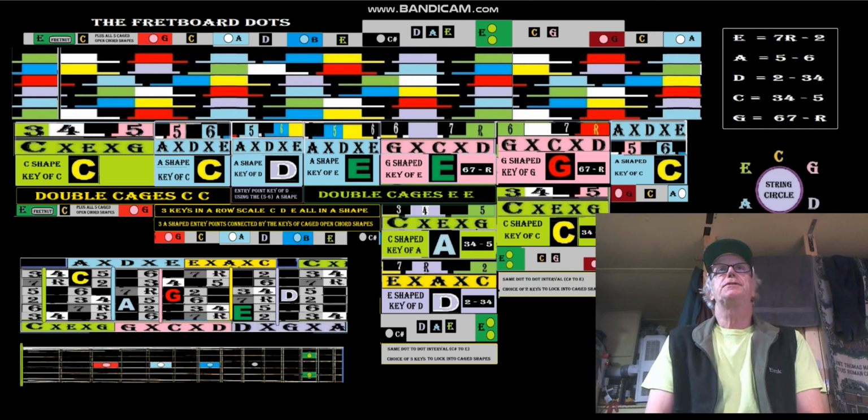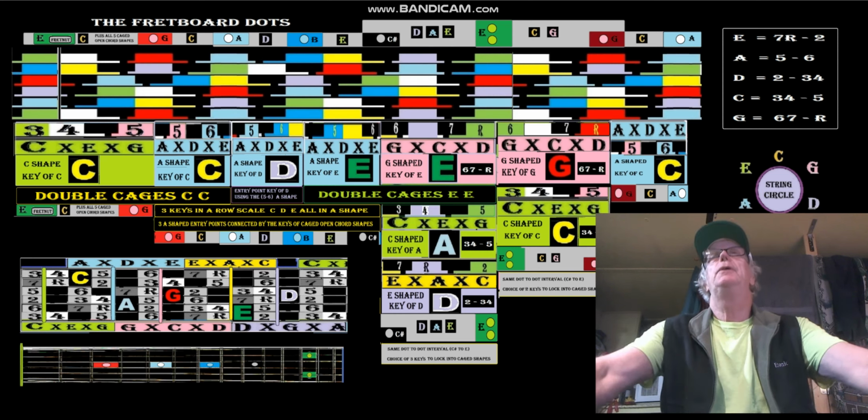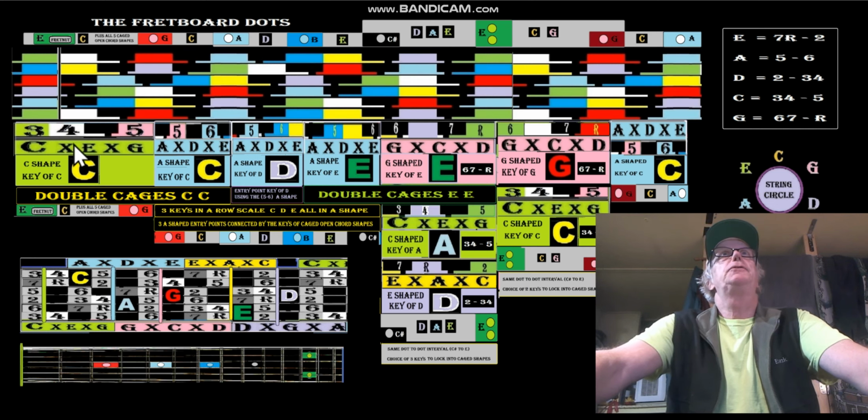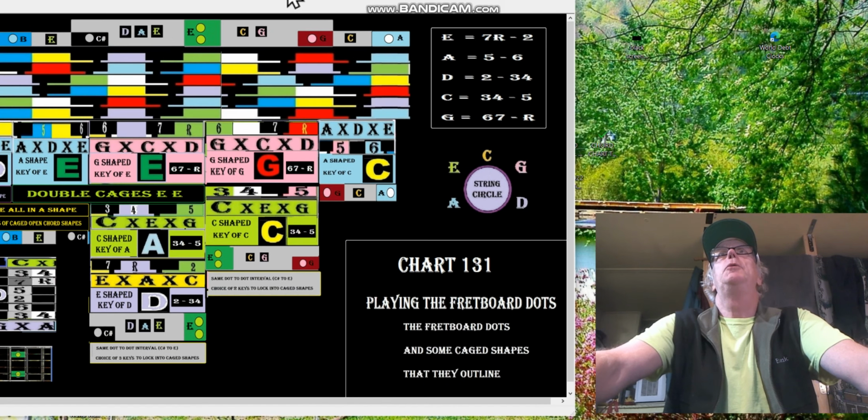And the CAGED system. In this case, we're talking about string patterns, and we're talking about the dots. So I just went back a few charts. I have a new chart that I worked on last night and tonight, which is an improvement of this chart. This was my second real attempt at doing the dots. So let's start with this chart for a moment.